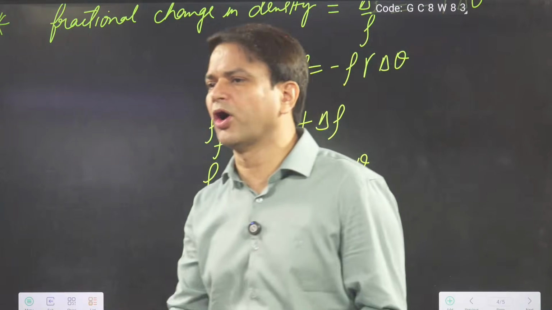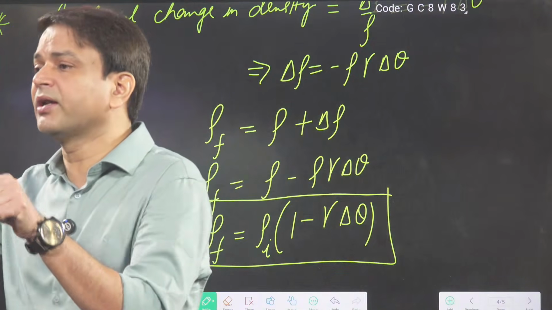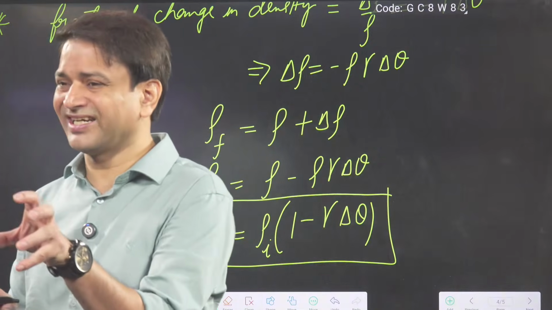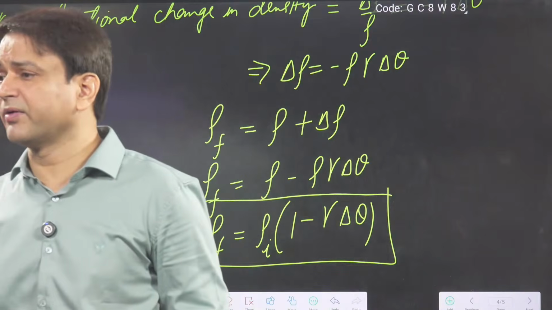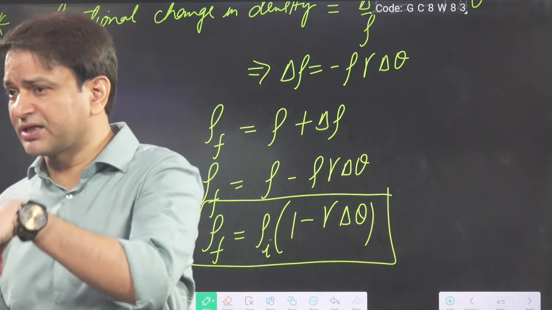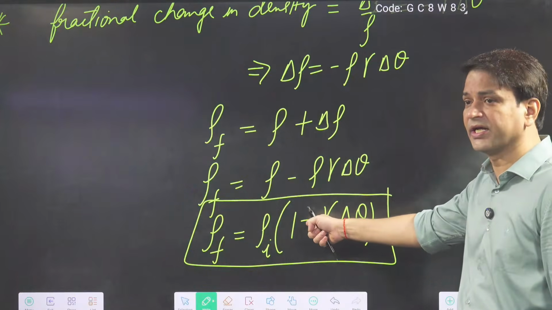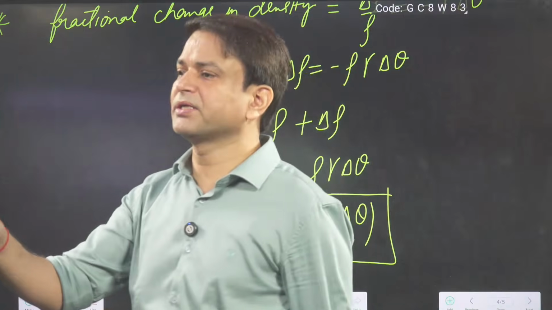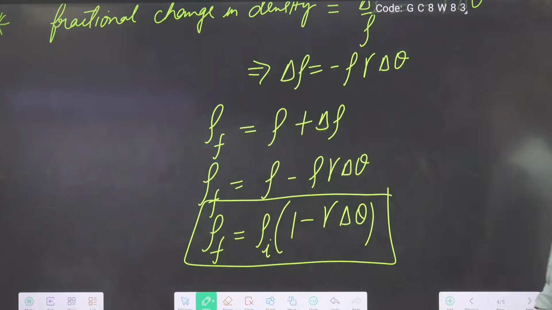It is the same formula as the final volume, but only in the case of the final volume we get the plus in between. Here we get minus in between. If delta theta is positive, then density decreases because the minus in between is there. If delta theta is negative, meaning the temperature is decreasing, then with the negative sign already there, the final density will be more. So on increasing the temperature, density decreases. On decreasing the temperature, density increases. Everybody got?